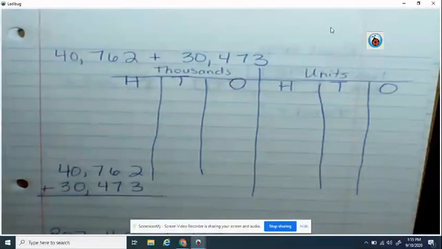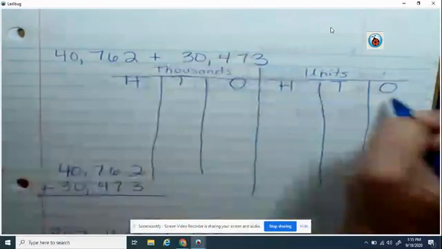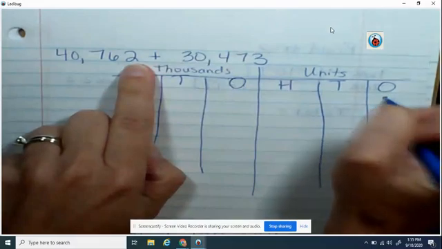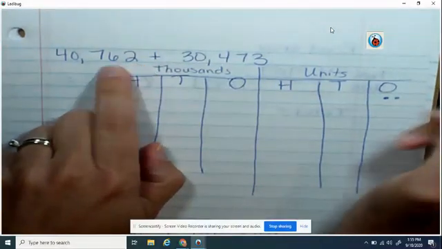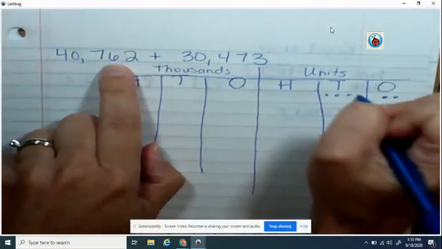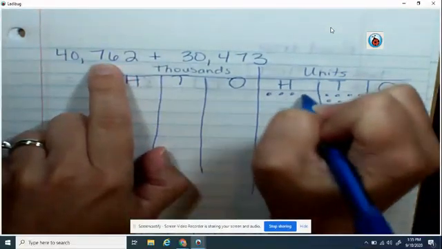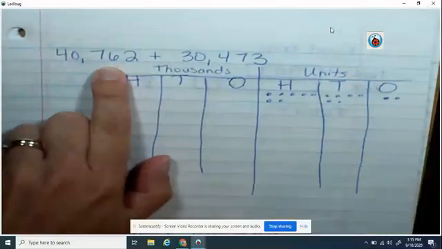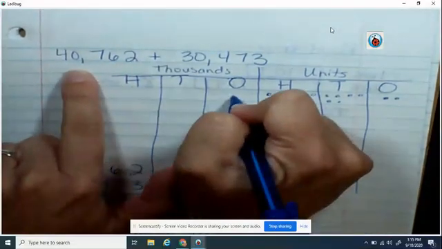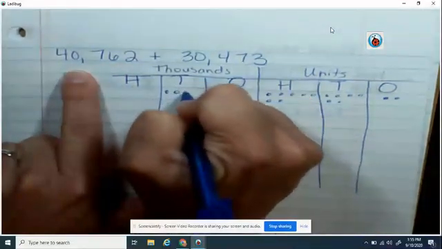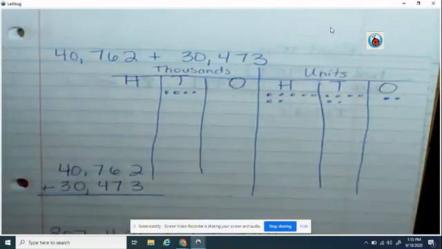Okay, so for this number, we're going to start with our first one. I'm going to put my fingers here to help me. I've got a 2 in the ones. I've got 1, 2, 3, 4, 5, 6 in the tens. 1, 2, 3, 4, 5, 6, 7 in the hundreds. Nothing in the thousands, and 1, 2, 3, 4 in the 10,000s. Okay, so there's my number.